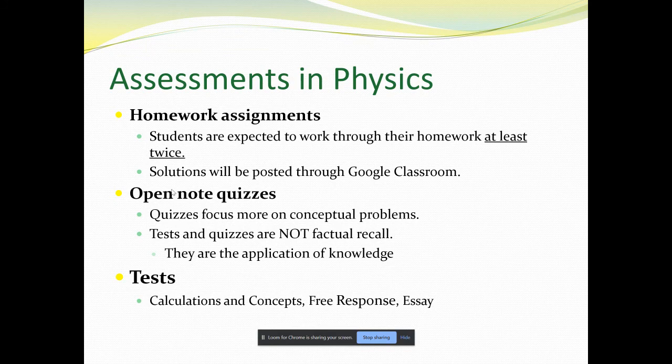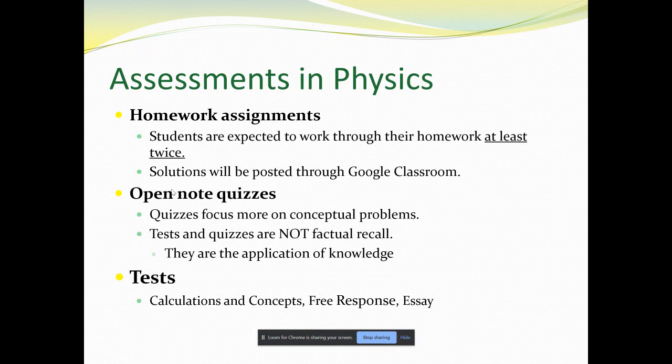It'll be more about getting into deep ideas, asking them to apply ideas in new situations, how you apply these physics concepts. There will be some calculations we want to see if they can do, but there will also be a lot of short answer and maybe even some longer essay-type questions. That's how we'll be assessing them.